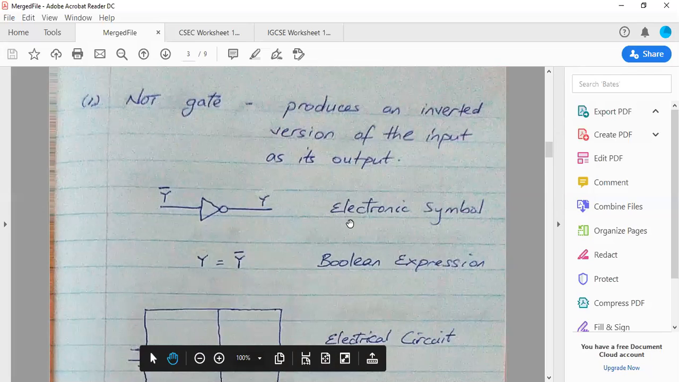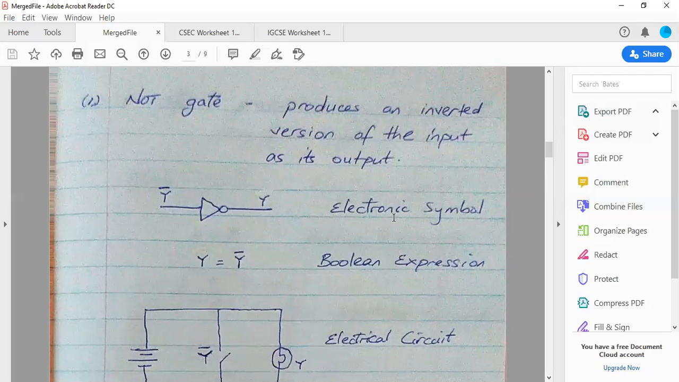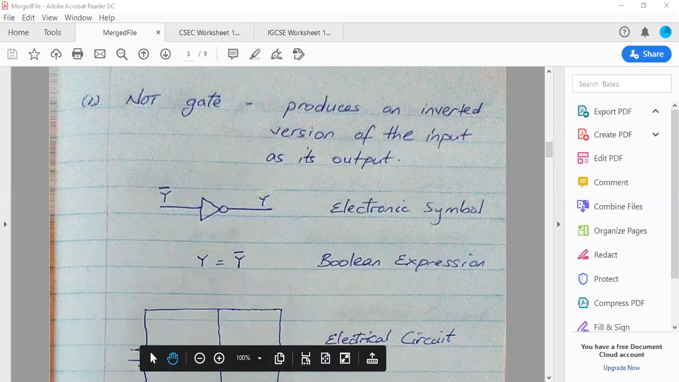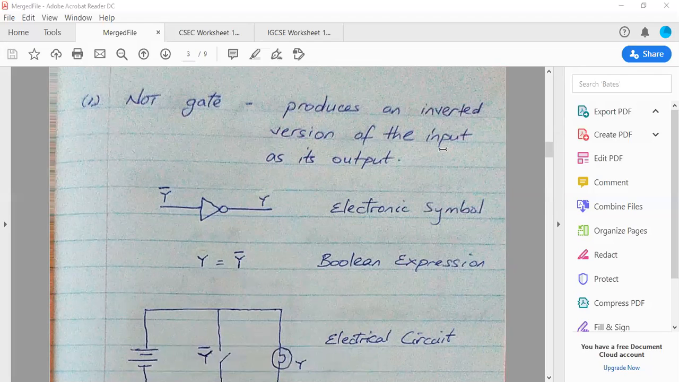We start first with the NOT gate. We did this last week, and we said that the NOT gate produces an inverted version of the input as its output. So basically, if you have an input here, whatever comes out is going to be the opposite. This is the electronic symbol.